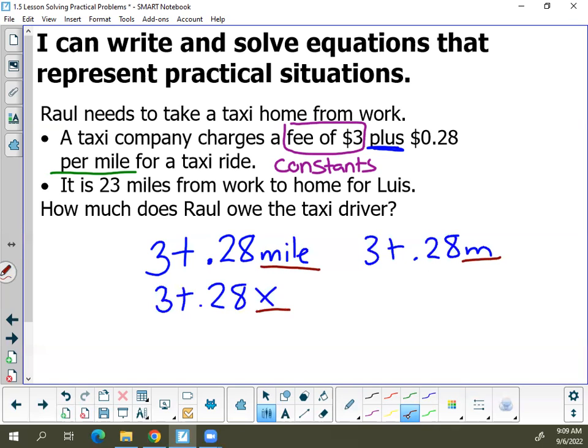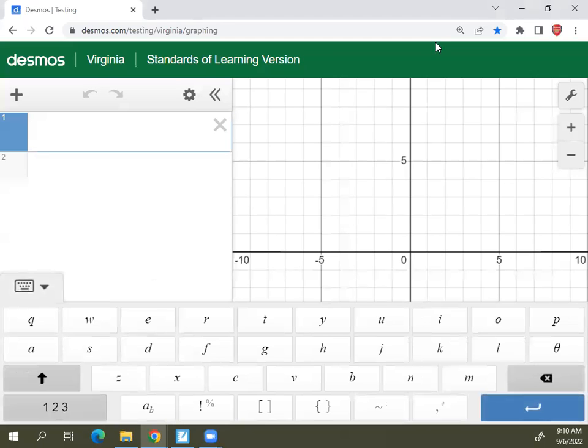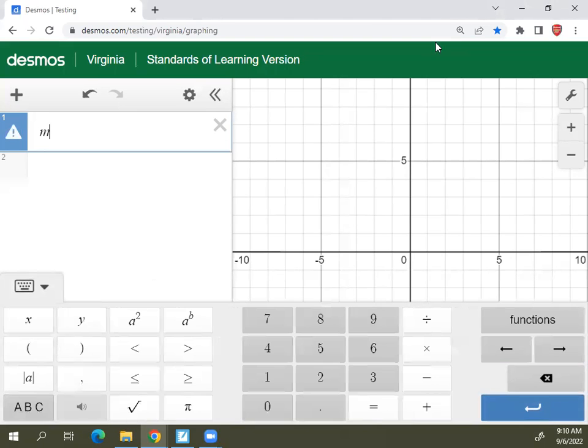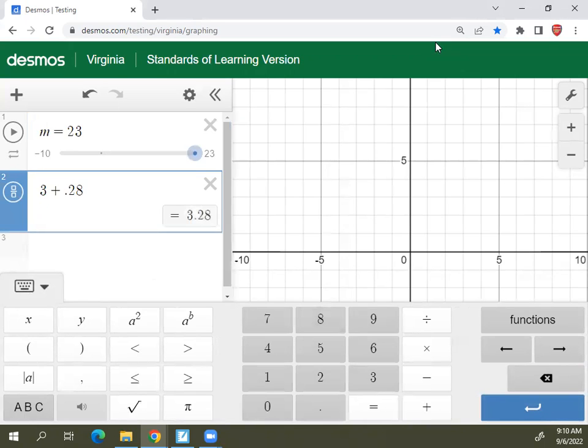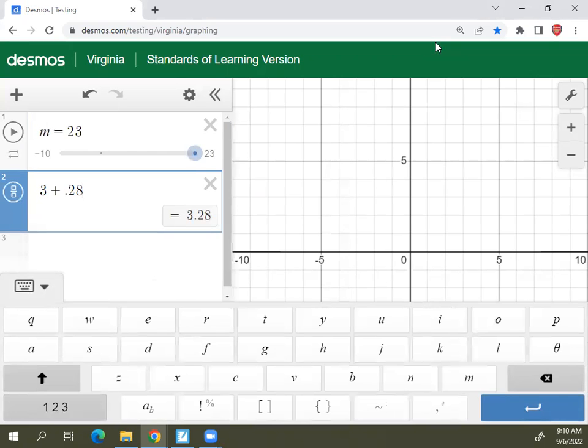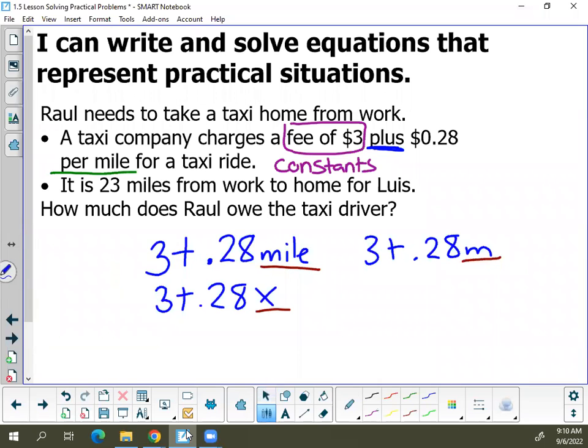And so we could go to Desmos. We could tell the calculator that M is 23. We don't have to capitalize because it's not X or Y. And then we could tell it what our expression is. It's $3 plus 0.28 or 28 cents per mile. And we use M. And it's going to tell us that it costs Raul $9.44 to get home.